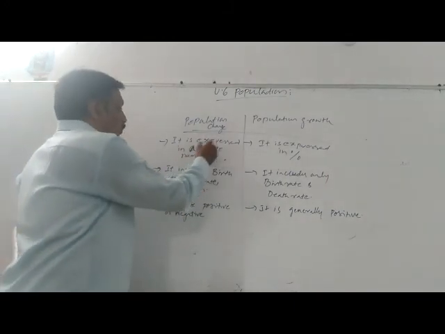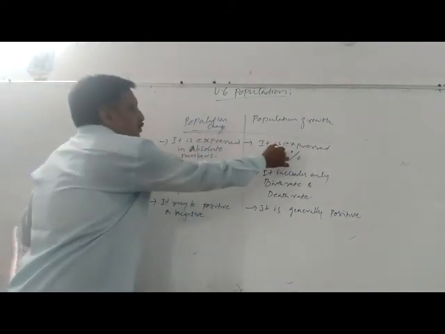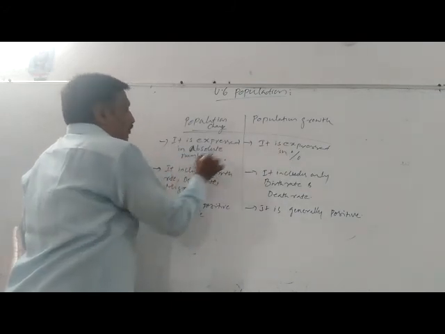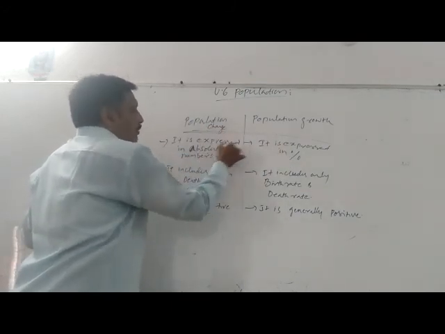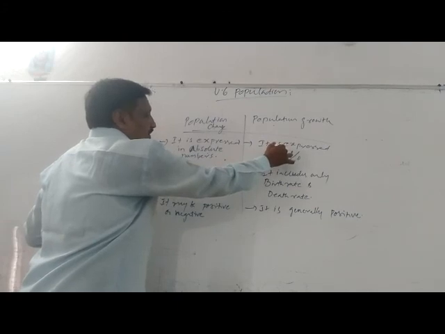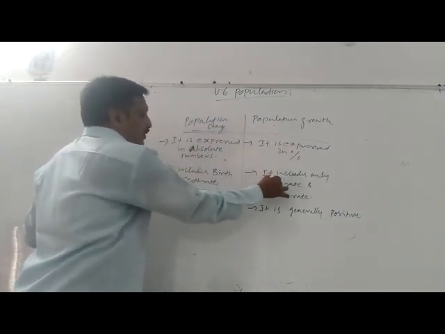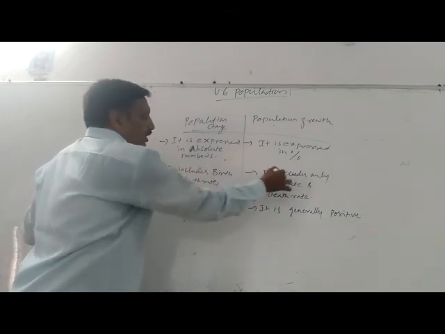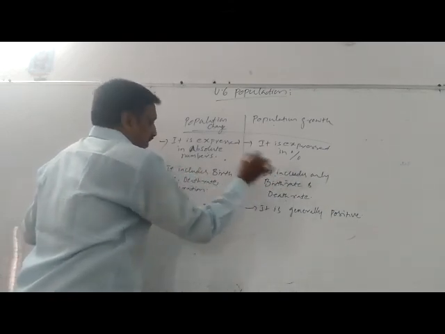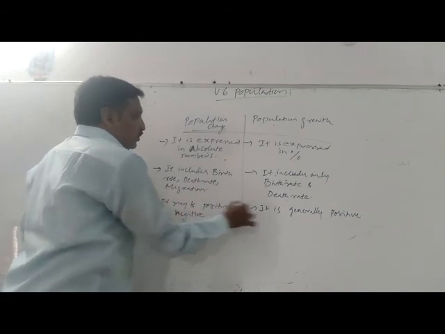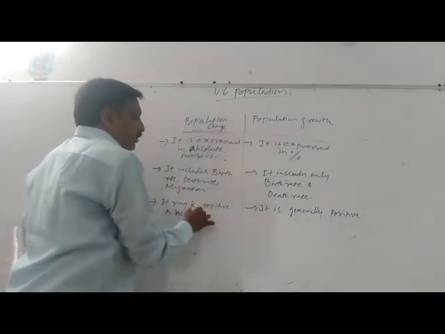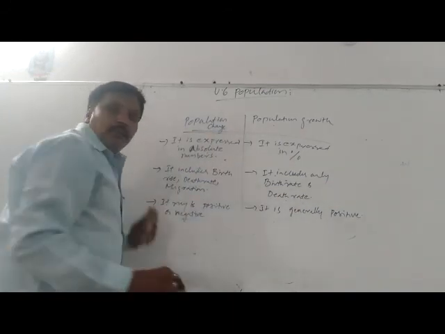So population change is expressed in absolute numbers, population growth is expressed in percentages. Population change includes birth rate, death rate and migration, and population growth includes only birth rate and death rate. Population change may be positive or negative, but population growth is generally positive.